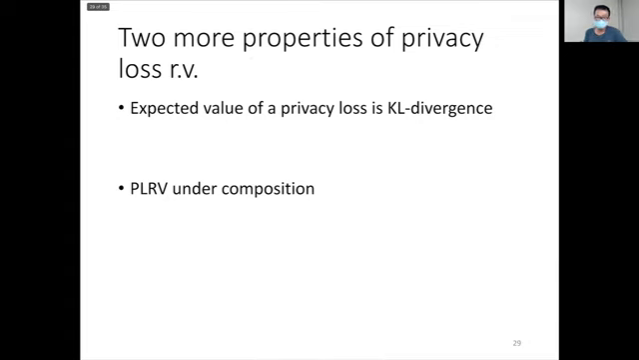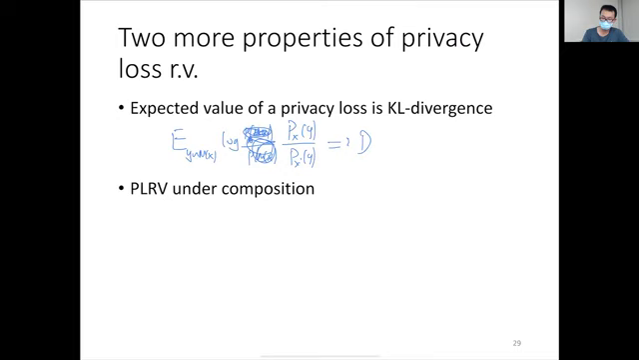And the interesting thing about the privacy loss random variable, firstly, is that when we take the expectation of this, the log of p of M of x and p of M of x prime, this is the definition of the Kullback-Leibler divergence of the two distributions, which is defined by the expectation of log of p_x(y) over p_x prime(y).